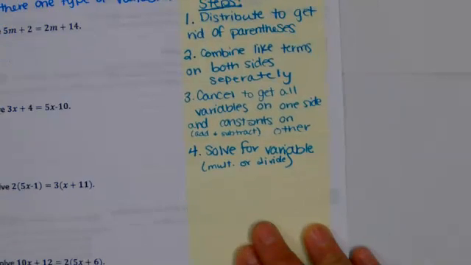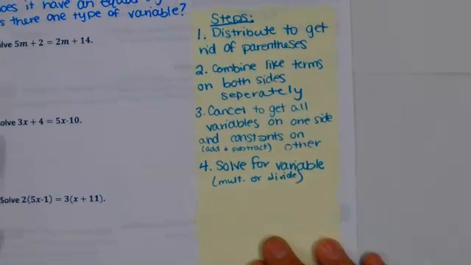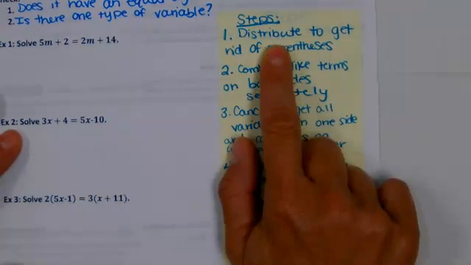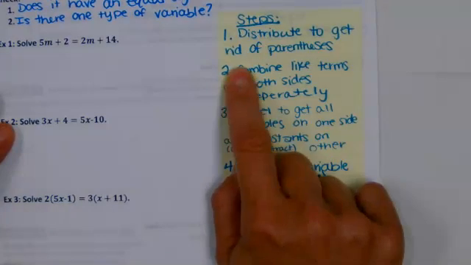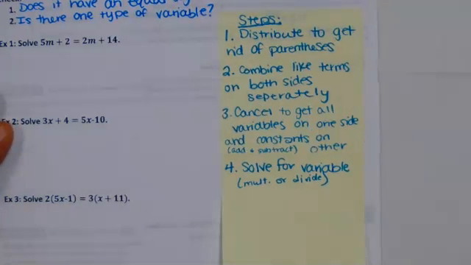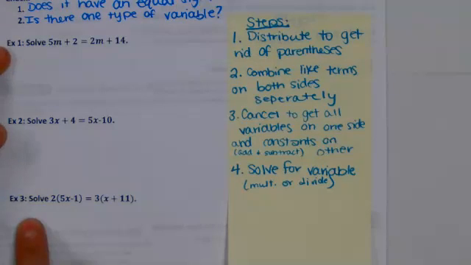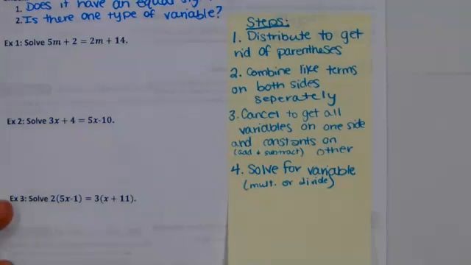Okay, so the steps I'm going to give you to solve these are these. Step one is you want to distribute to get rid of the parentheses if you have them there. So if you notice on my examples here, 1 and 2 don't even have parentheses, so you would skip to step 2, okay? 3 and 4 have the parentheses, so you want to distribute.